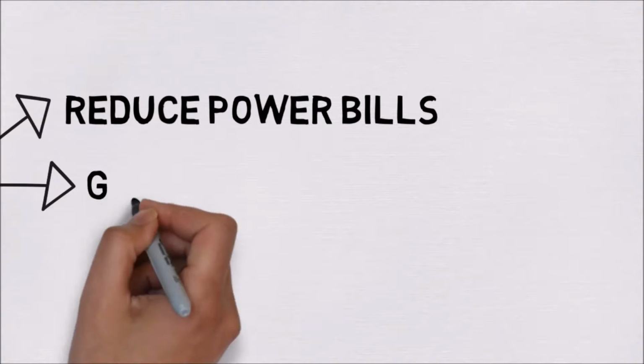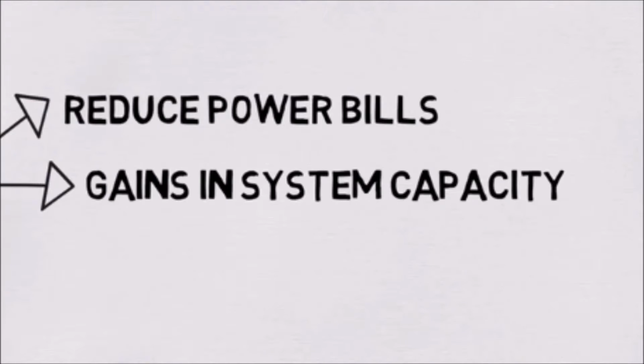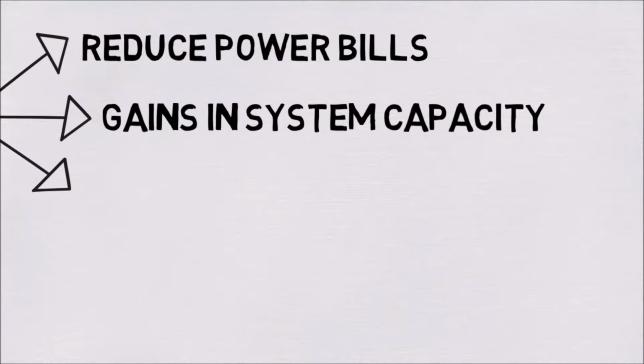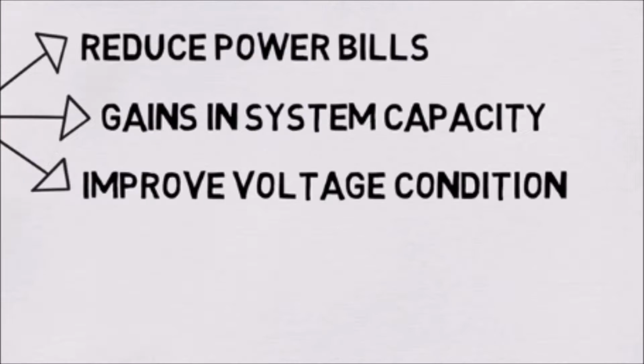Benefit 2 is gain in system capacity. If a system has an existing overload, the capacitors may eliminate it. Benefit 3 is improvement in voltage conditions. An estimate of voltage rise from the installation of power capacitors to a factory electrical system can be made.